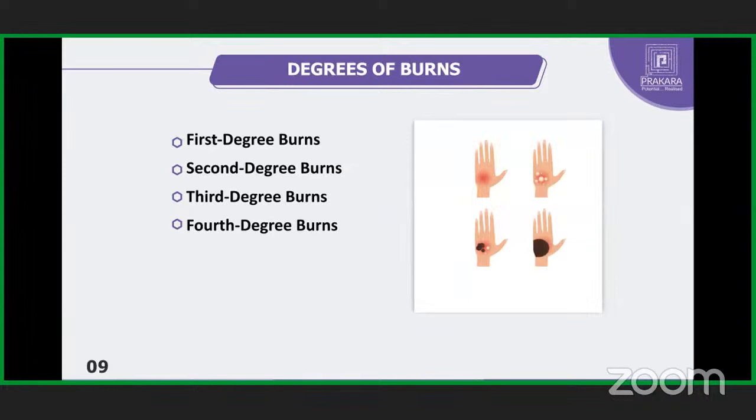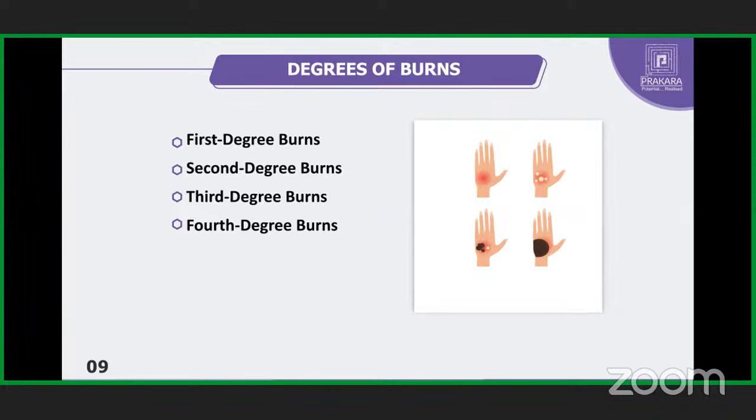What is first degree? First degree is just an injury to the epidermis, the outer layer of the skin. How does the skin look clinically after this injury? It looks red, painful, and dry with no blister. A blister is a fluid filled bubble. So in first degree, you just see a red colored area wherever the burn is. It will be very painful.